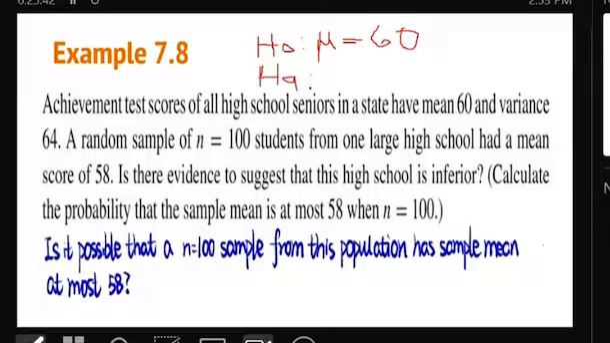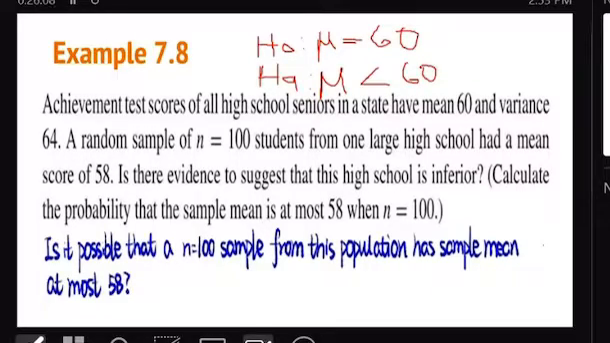That the mu is less than 60. Exactly. Send me a message for extra credit. Good job. That the mu is less than 60. This is what we want to test. If you accept the alternative here, you are actually concluding that that school is inferior.